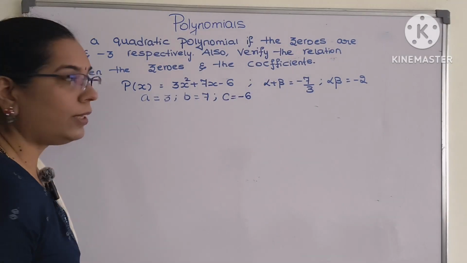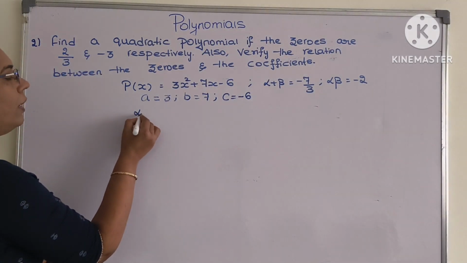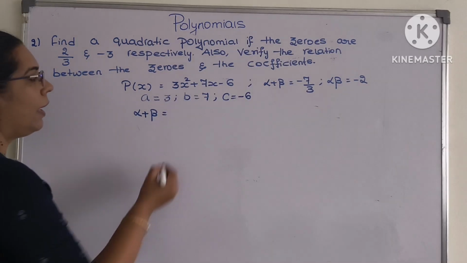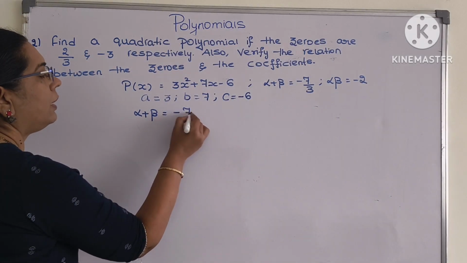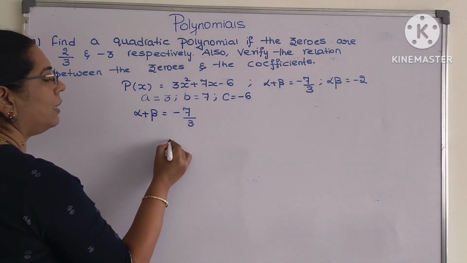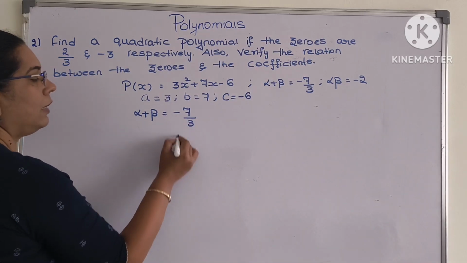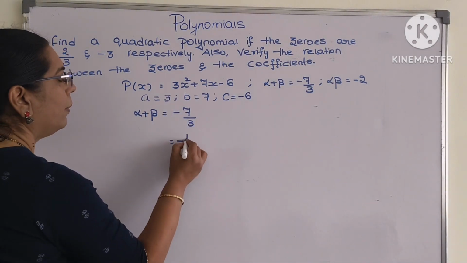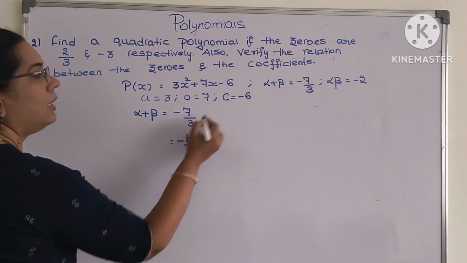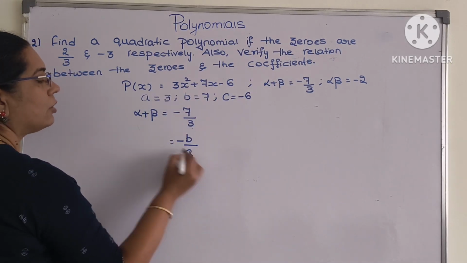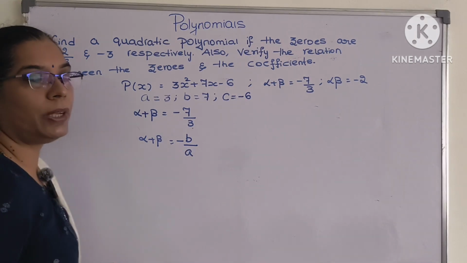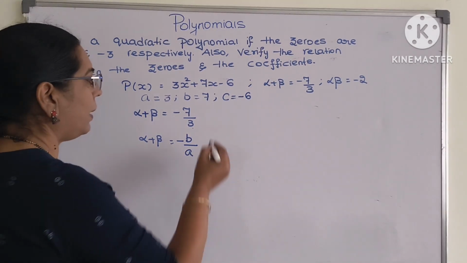Now how do you verify the relationship? Alpha plus beta. What is alpha plus beta? We got it as minus 7 by 3. Write the minus as it is. What is 7? 7 is b. B by, what is 3? 3 is a. So you verified the relation that alpha plus beta is equal to minus b by a.